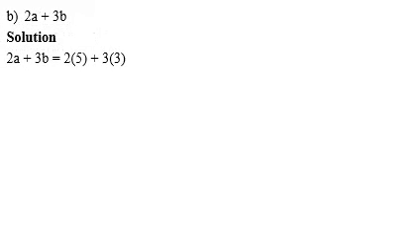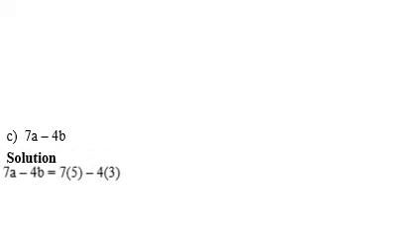So 2a plus 3b is the same as 2 into bracket 5, add 3 into bracket 3. When you say 2 into bracket 5, it means 2 times 5, and when you say 3 into bracket 3, it means 3 times 3. When you take 2 times 5, you get 10, and 3 times 3, you get 9. So it's the same as 10 plus 9, and the answer is obviously 19. Therefore 2a plus 3b is equal to 19.